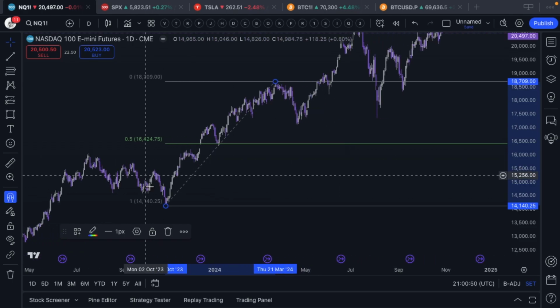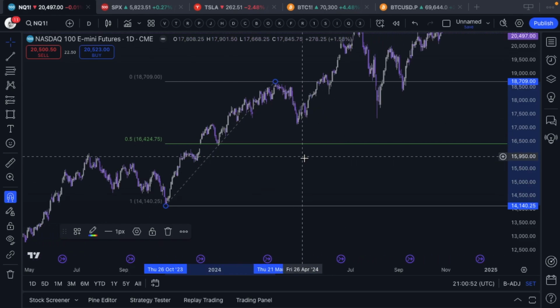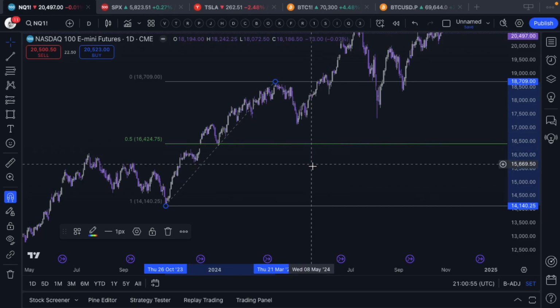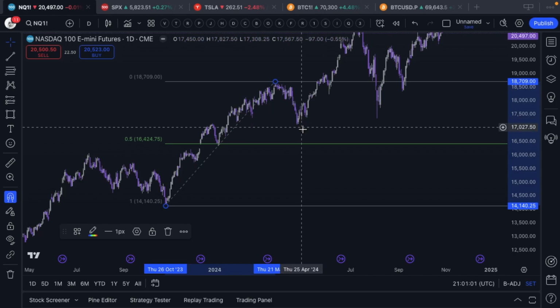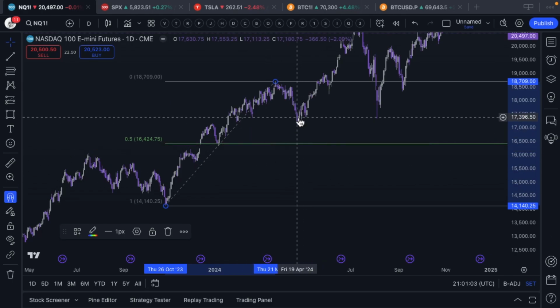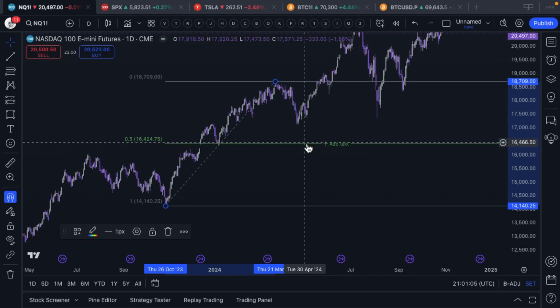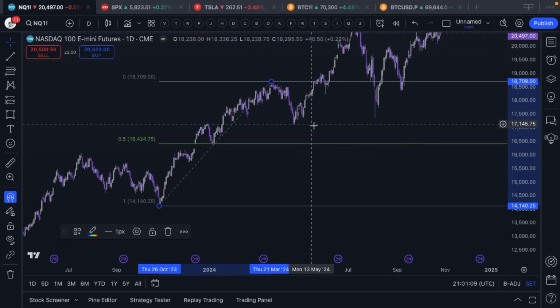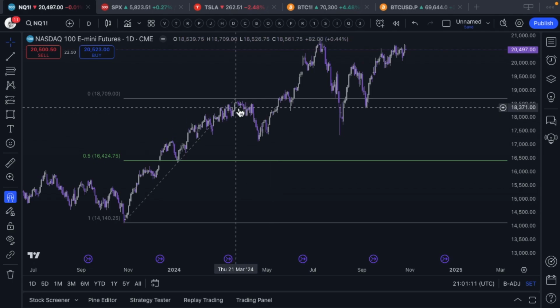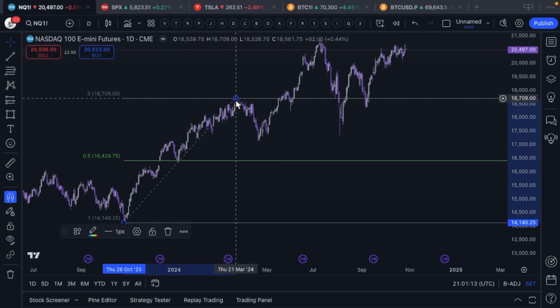Now, some asset classes don't like going all the way down there, so take this with a grain of salt. All right, on strong moves to the upside, you're going to get retracements that aren't going to go all the way to the 0.5. Your pullbacks will be a little less, or a lot more shallow, shall I say. But that is the general gist of it.